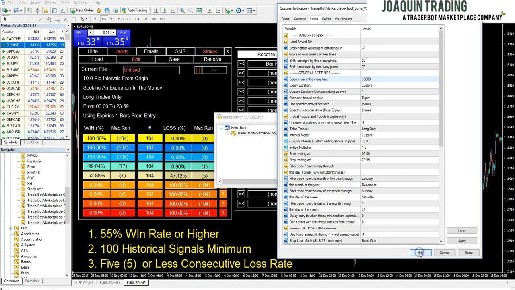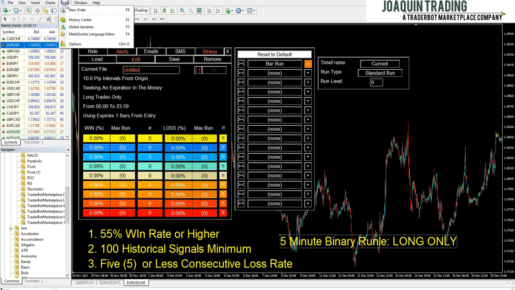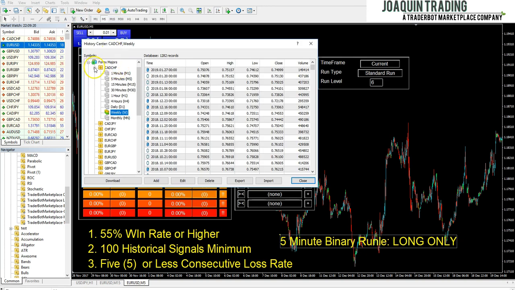Now I don't know how many bars I have on here. Let me go check up here. How many bars would I have in the Euro USD? Oh, where are we here?